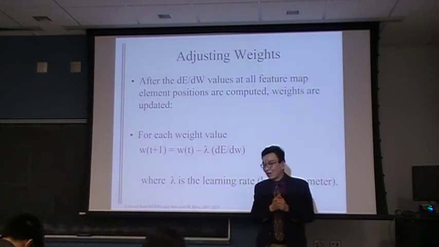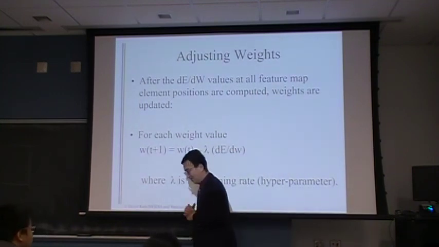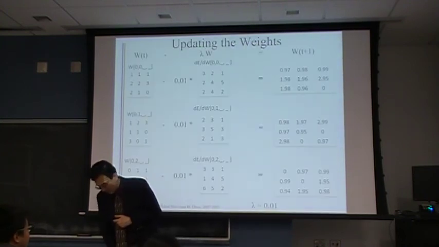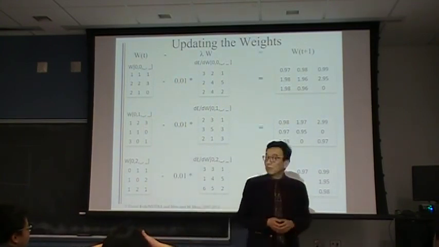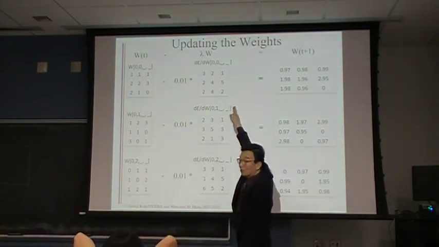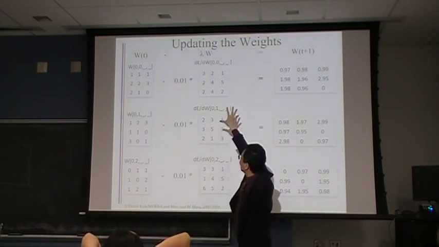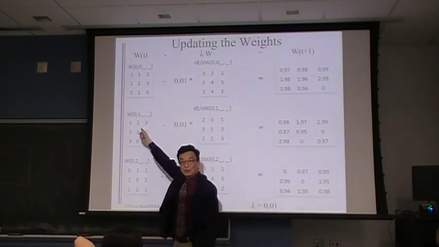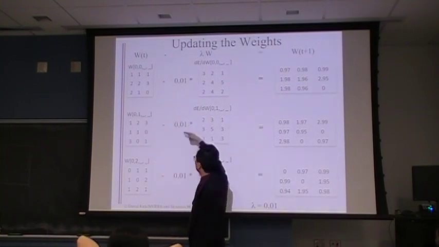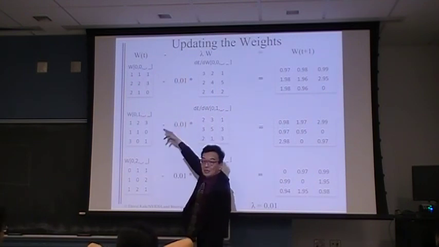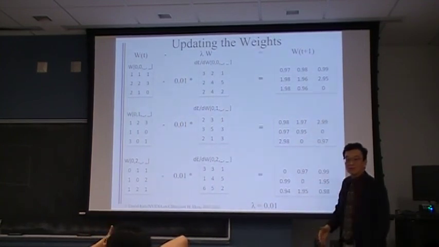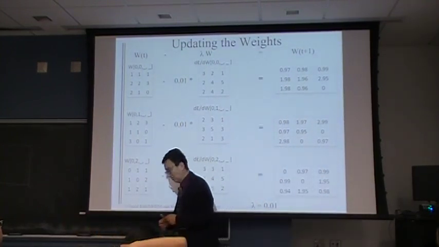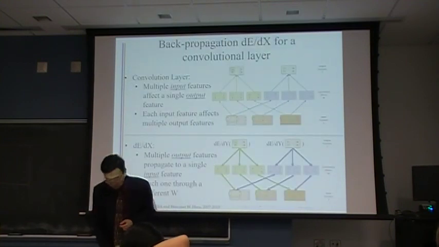Good? Tired? Okay. So basically this is the picture I want you to keep in mind. We calculated the delta E, delta W's, right? So they have exactly the same dimensions as the original weight matrices. You just do a linear scaling for all the elements, and then you do the element-wise subtraction, and then you get the next weights. Okay? Nothing fancy, just so that you have that mental picture.